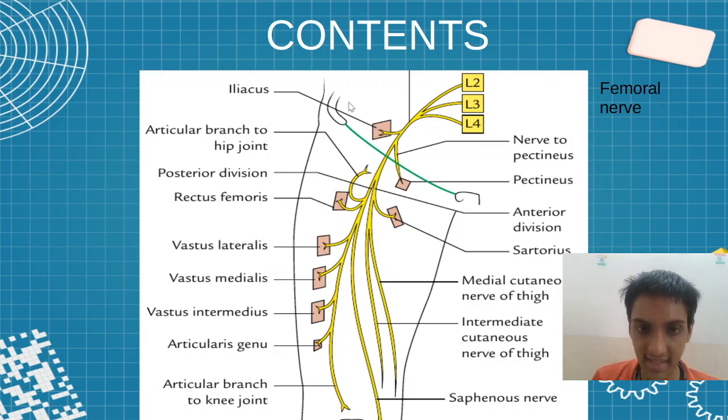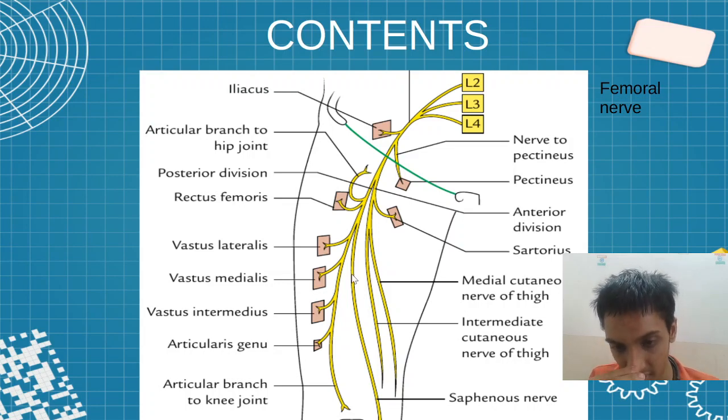First it supplies iliacus, then enters under the inguinal ligament supplying the pectineus, and then it supplies the quadriceps, sartorius, the articularis genu, and there is a branch that goes to the knee joint. And here the medial cutaneous nerve and the intermediate cutaneous nerve of the thigh. And also from here we have the saphenous nerve.